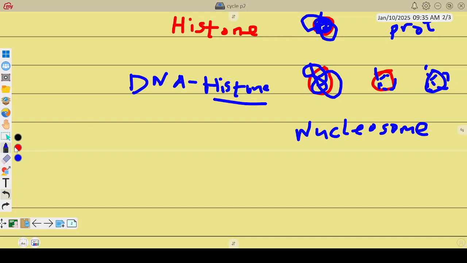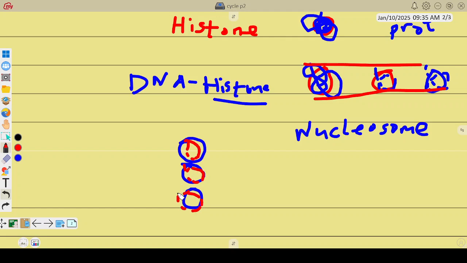So now, if we're going to have a lot of nucleosomes, we would have something like this. So nucleosomes will be wrapped by DNA. Yeah, so the more nucleosomes we have, when we have a lot of them together, they are going to form what would be called a chromatide. So a chromatide.